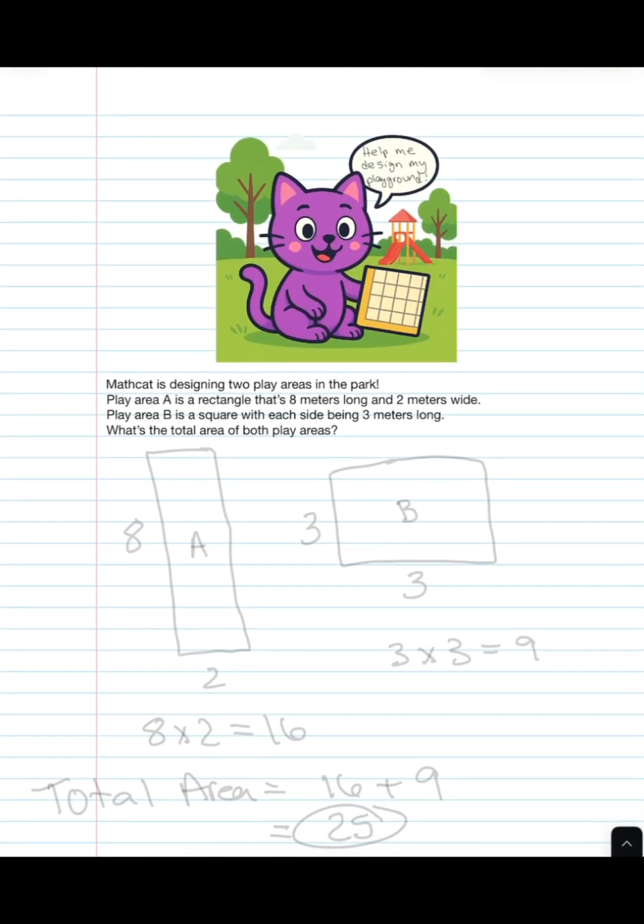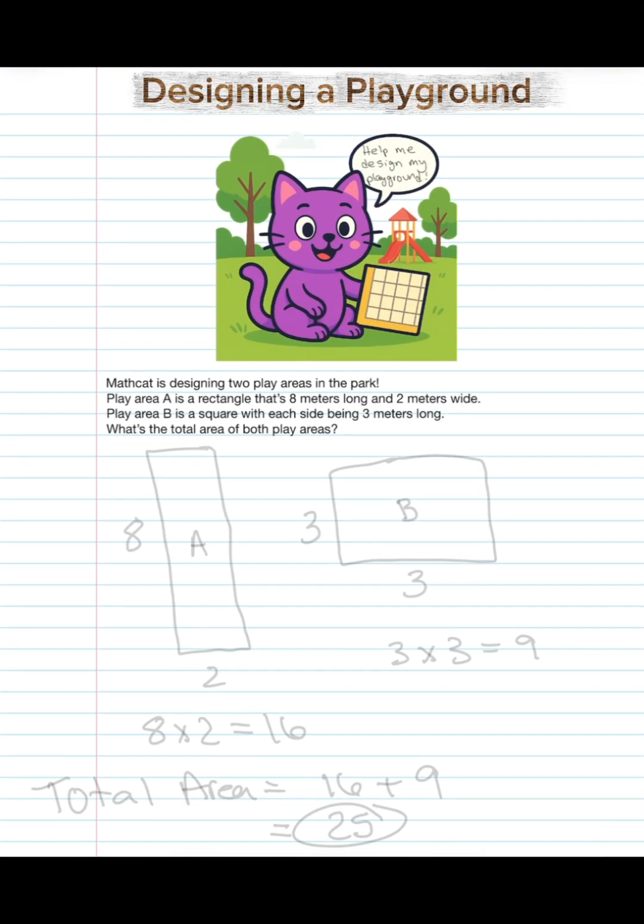A slightly different type you might see with problems like this is where one is a rectangle and one's a square. But it's still the same approach. You're still going to find the area of each shape and add them together. So let's look at this example. MathCat is designing 2 play areas in the park. Play area A is a rectangle that's 8 meters long and 2 meters wide. Play area B is a square, with each side being 3 meters long. What's the total area of both play areas?